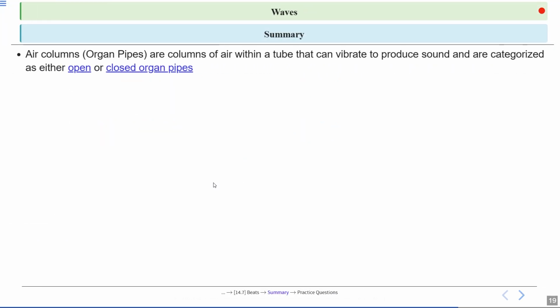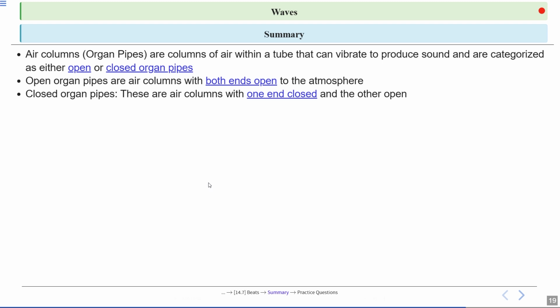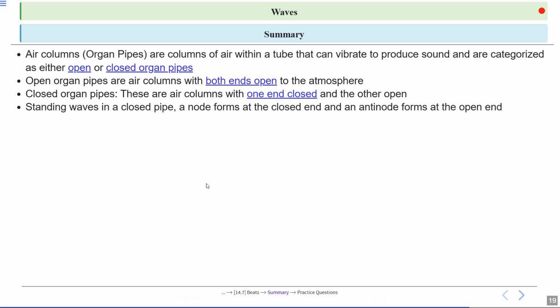Students, here is the summary of today's lecture. Air columns, or organ pipes, are columns of air within a tube that can vibrate to produce sound and are categorized as either open or closed organ pipes. Open organ pipes are air columns with both ends open to the atmosphere. Closed organ pipes are air columns with one end closed and the other open. In standing waves in a closed pipe, a node forms at the closed end and an antinode forms at the open end.